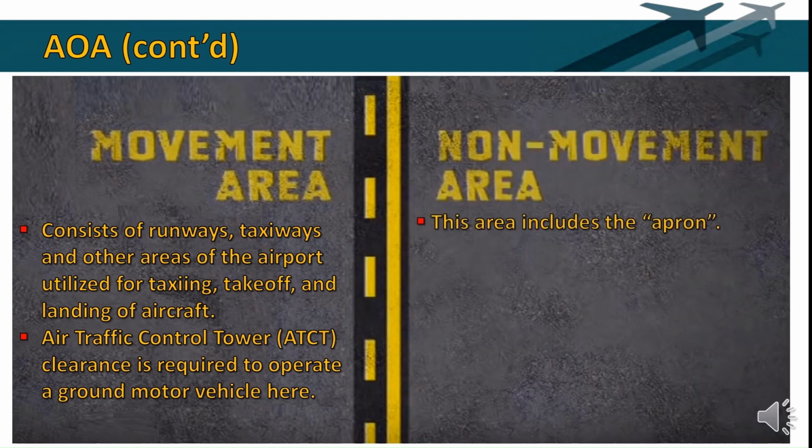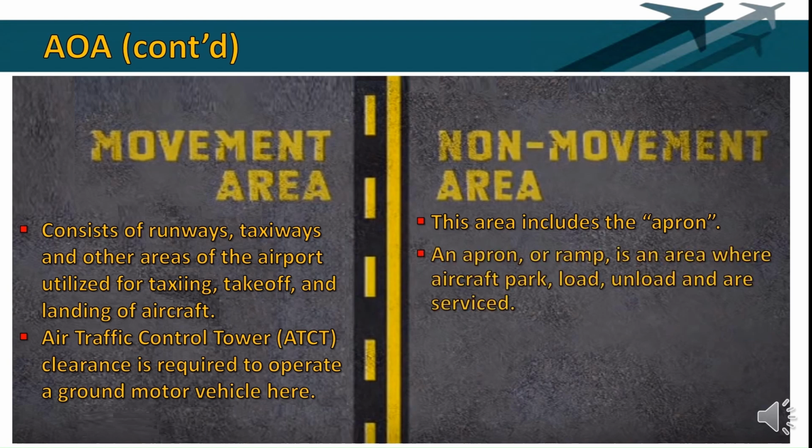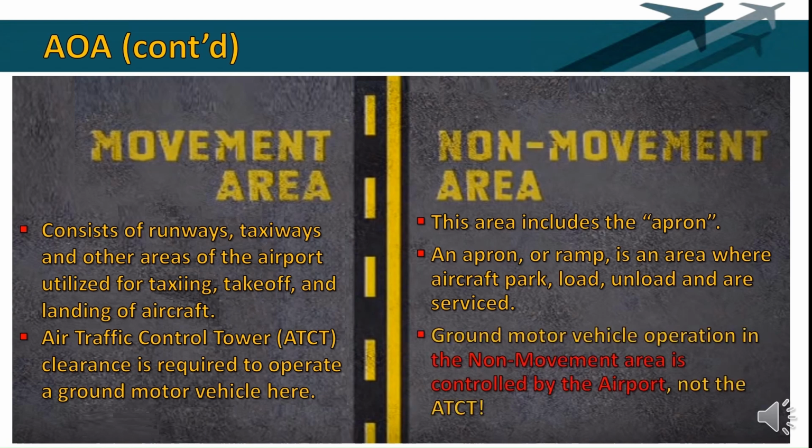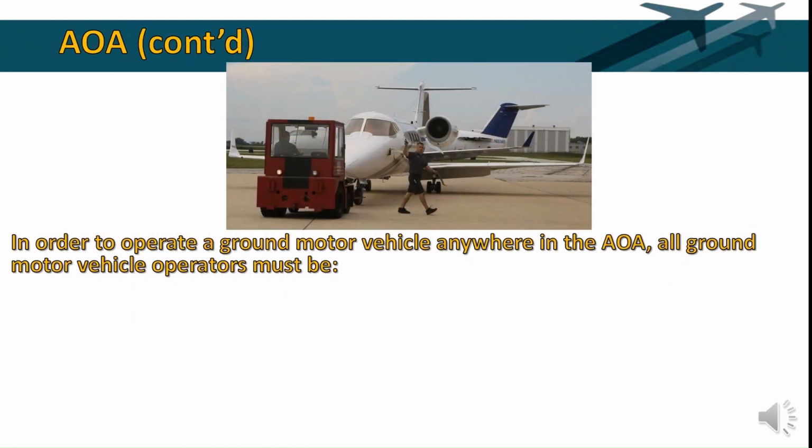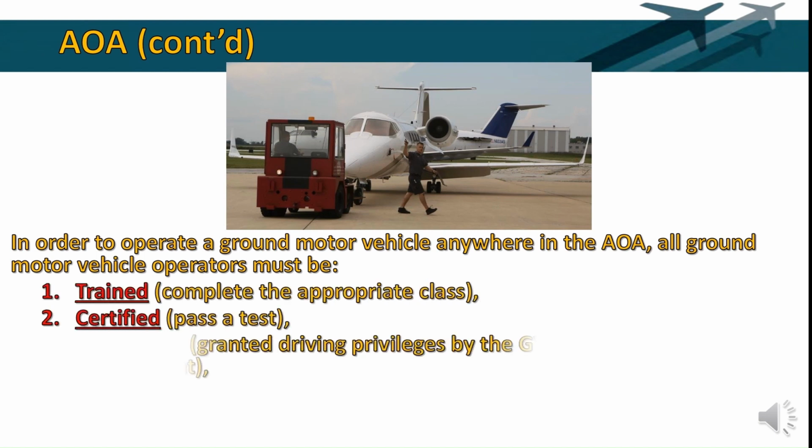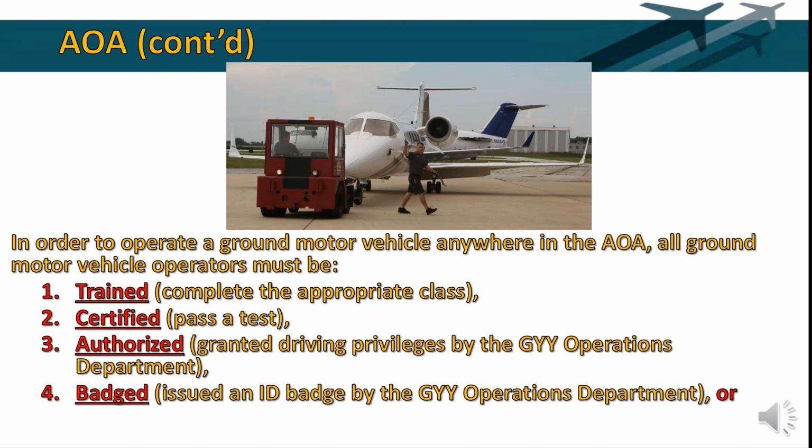The non-movement area is the area that includes the apron. An apron or ramp is an area where aircraft park, load, unload, and are serviced. Ground motor vehicle operation in the non-movement area is controlled by the airport, not the ATCT. In order to operate a ground motor vehicle anywhere in the AOA, all ground motor vehicle operators must be trained, certified, authorized, and badged. If you are not trained, certified, authorized, and badged, you must be escorted.